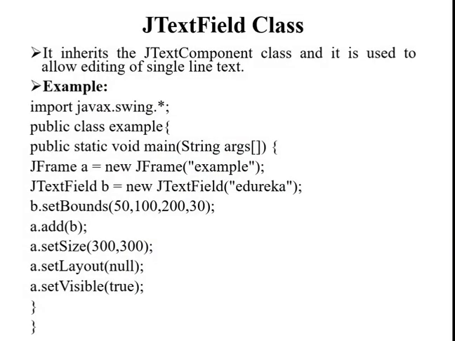a dot setSize 300, 300, that is, we are setting the size of the frame. a dot setLayout null. a dot setVisible true, curly bracket complete. Public static void main String args, include new example, curly bracket complete. This is the constructor that is used to represent the JScrollBar class. This is the program that shows how we can use the JScrollBar class in Java.